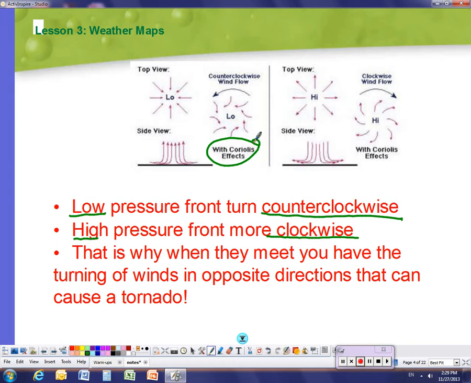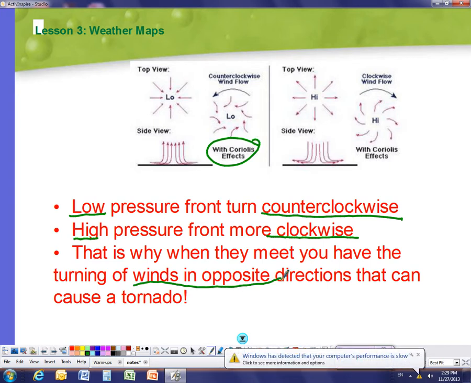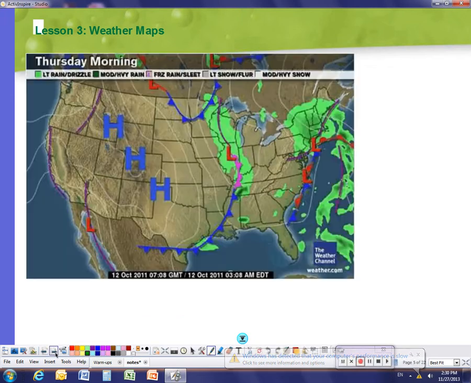Coriolis effect. So with low pressure systems, because they're going in, they'll turn counterclockwise, and high pressure systems are going out, and that's why they will turn clockwise. So that's why when a low pressure and a high pressure system meet, you have opposite winds meeting, and that's how you get a tornado. Because it's going one way, it's going the other, and they end up spinning together.